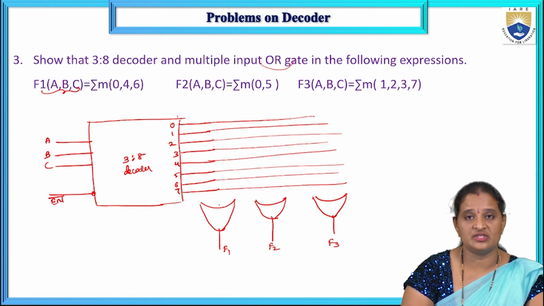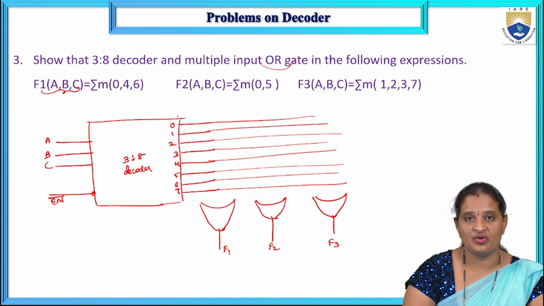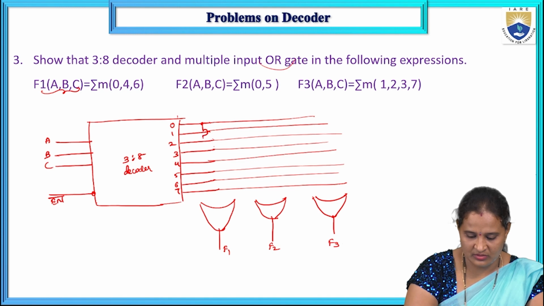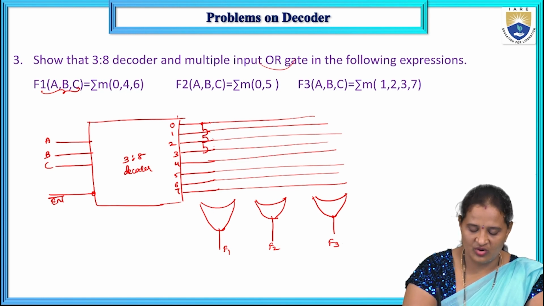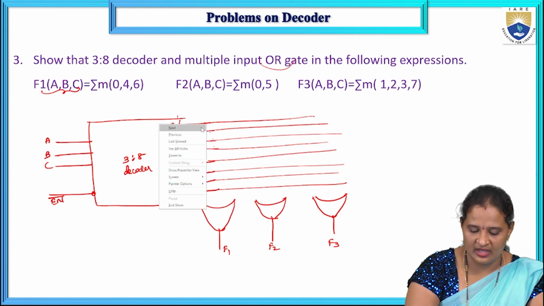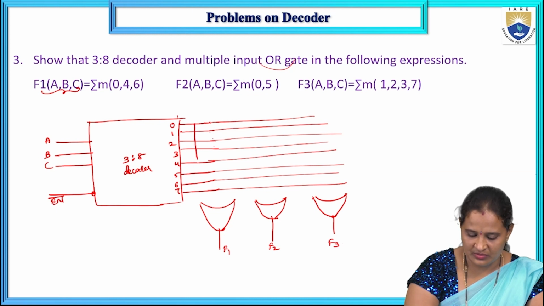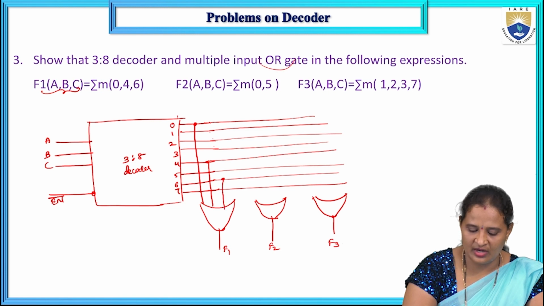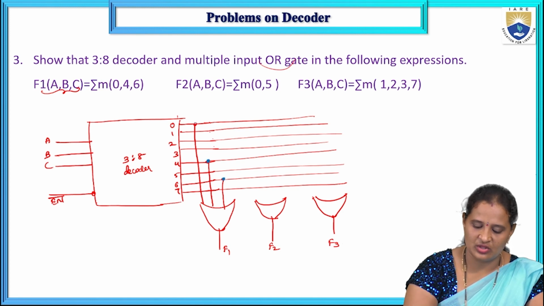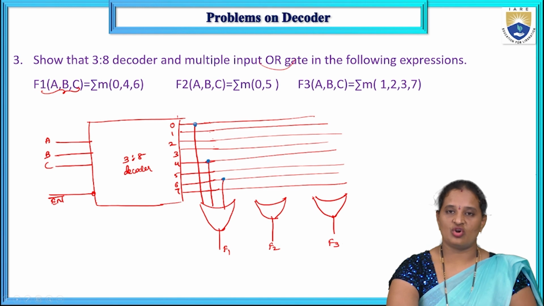Right? Now I want to implement this function. What are the inputs for which the function output is considered to be 1? 0, 4, 6. So directly I can connect 0. Next 4. And then 6. Here a dot indicates that there we have a connection, whereas the other output lines are not connected at all.